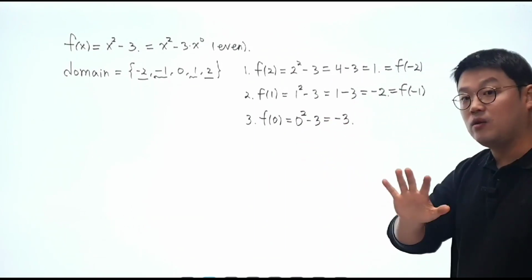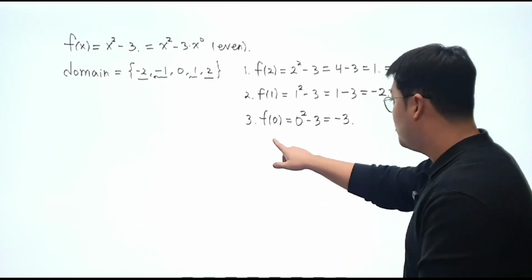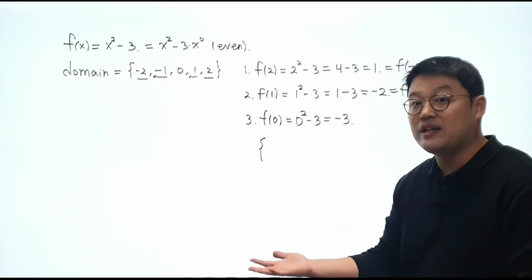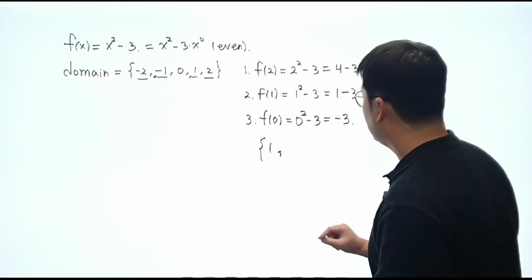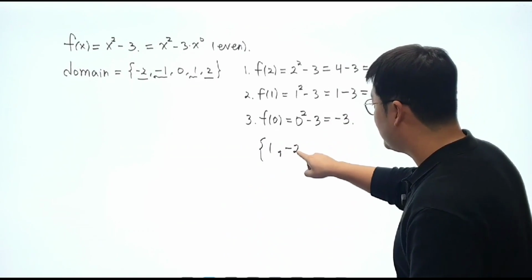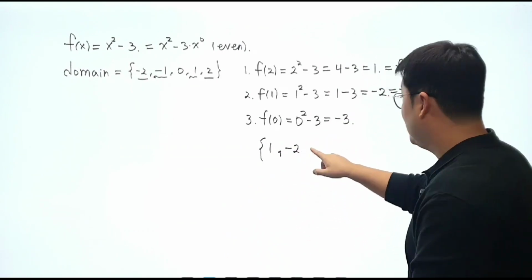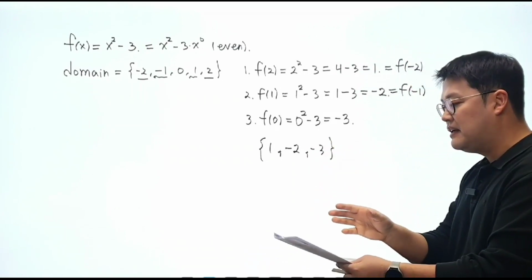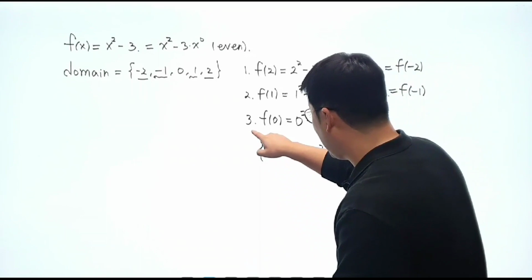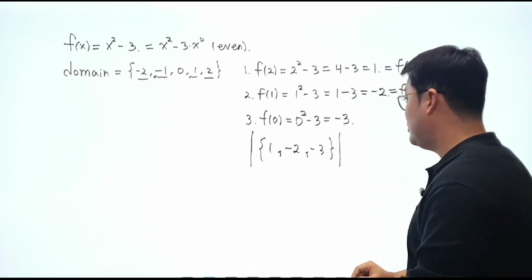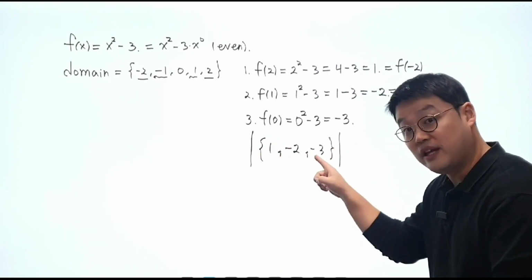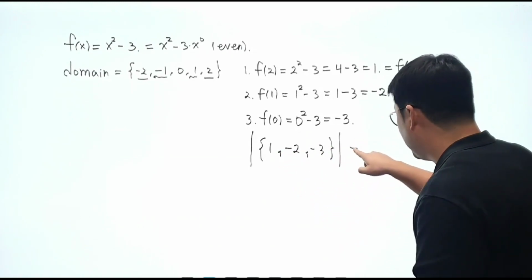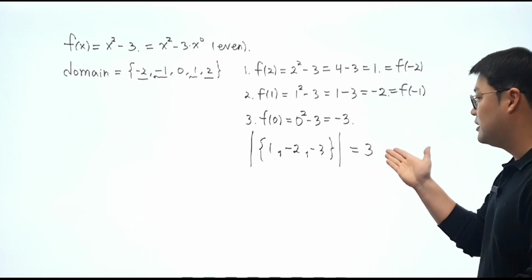So if I write down all the range, 1 has appeared twice, but we don't write it twice. We get 1, and -2 also appearing twice, but we don't write it twice, and we got -3. If someone asks you to find the size of the range, you just have to identify the number of elements that have appeared. So it's going to be 3. And the answer for our question must be 3.